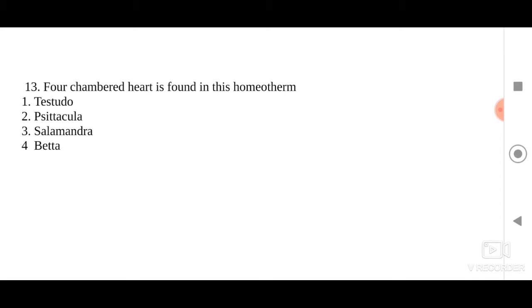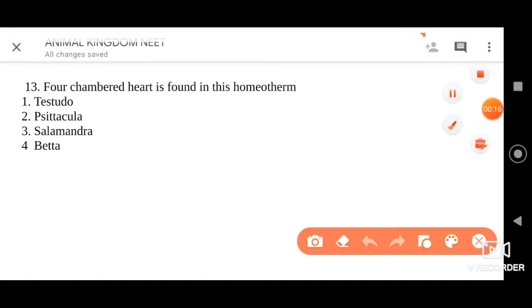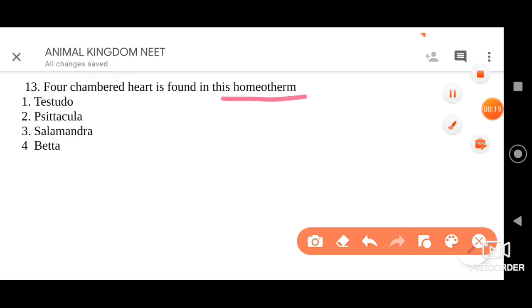Level 2, 13th question we have here is: 4-chambered heart is found in this homeotherm. Dear students, they are mentioning it as the homeotherm, so the organisms which are warm-blooded. Among the given options, one of the animals has 2 auricles and 2 ventricles. So we need to identify that. Let me tell you how we can identify it easily. Let us move with each option.